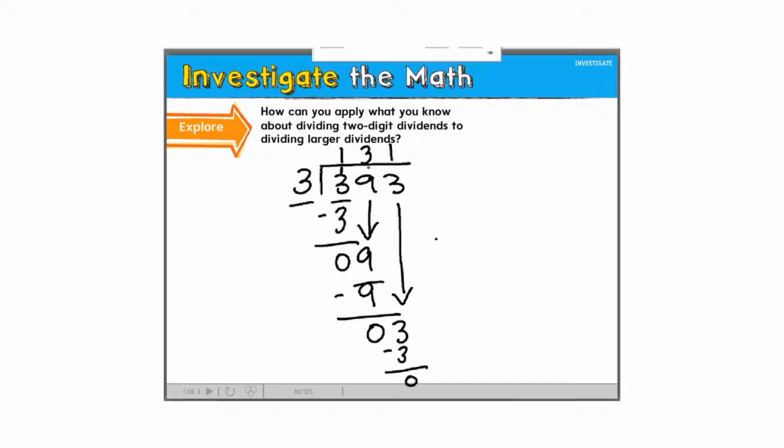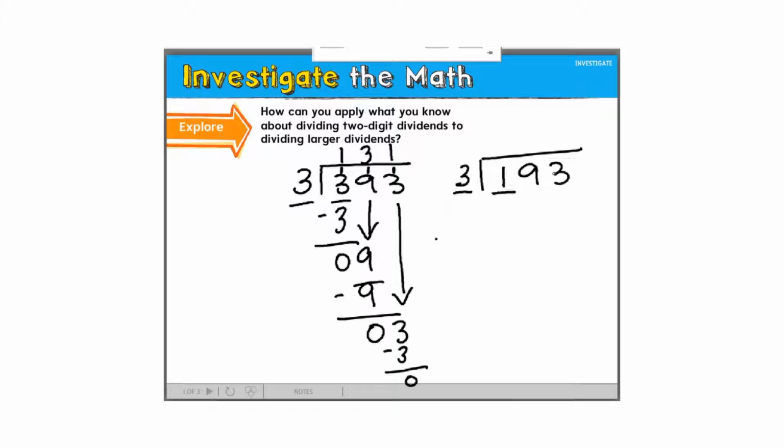Every number here needs to have a number above it. So the 3 has a 1 above it. The 9 has a 3 above it. The 3 has a 1 above it. If for some reason it doesn't fit, like say the first number here, instead of being 393, what if it was 193? Then you would put a 0 up here above the 1. See? Like if this were the question.